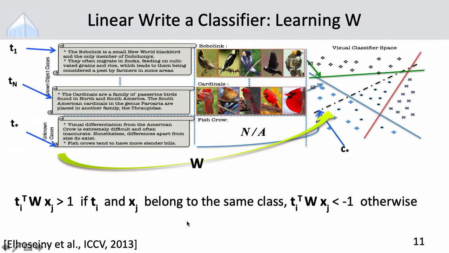So we formulate this as a constrained optimization task that relates a text T_i to an image X_j. If the text and the image X_j belong to the same class, we encourage this correlation to be high. And if the text and the image do not belong to the same class, so let's say the text description of a woodpecker and images of cardinals, we want this correlation to be low, which is the second set of constraints. So if it's a positive pair, then we seek high correlation. If it's a negative pair, then we seek low correlation.